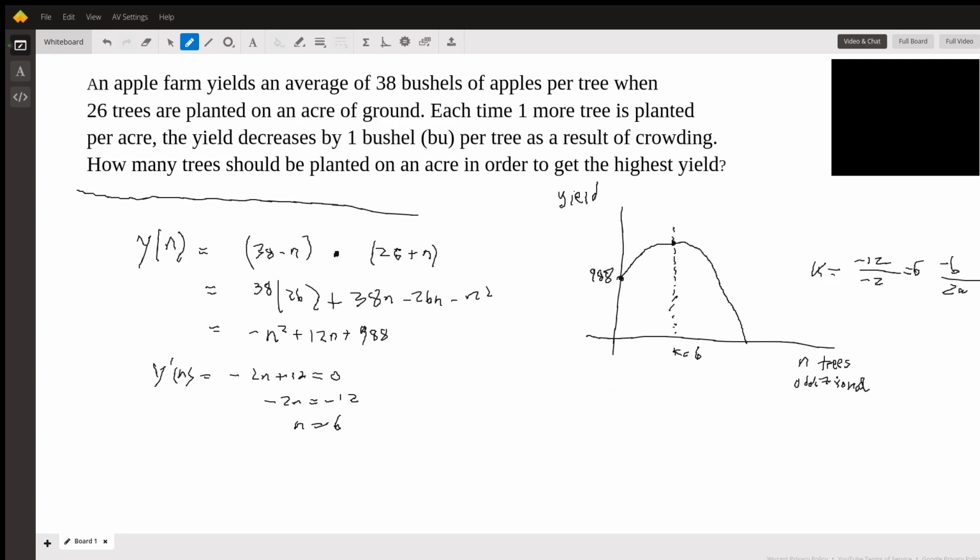So it's a pretty straightforward question, and very practical. It's a nice practical application of math.